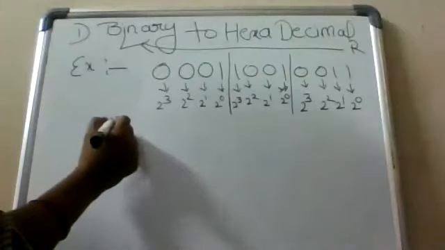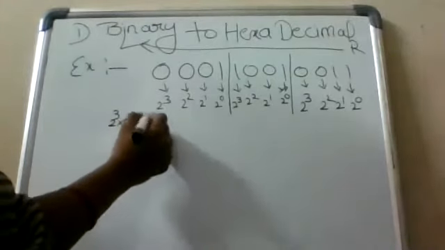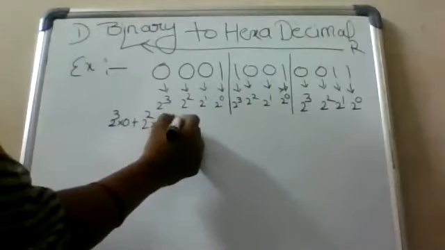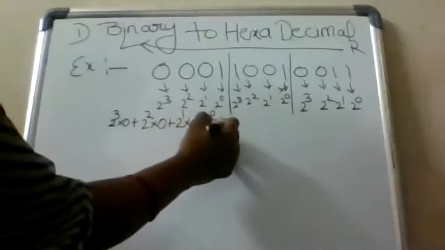So 2 power 3 into 0 plus 2 power 2 into 0 plus 2 power 1 into 0 plus 2 power 0 into 1. Here 2 power 3 into 1 plus 2 power 2 into 0 plus 2 power 1 into 0 plus 2 power 0 into 1. Then 2 power 3 into 0 plus 2 power 2 into 0 plus 2 power 1 into 1 plus 2 power 0 into 1. Add the values.